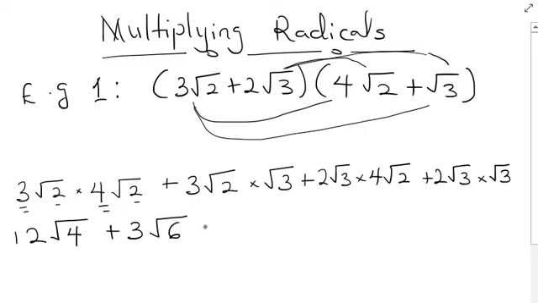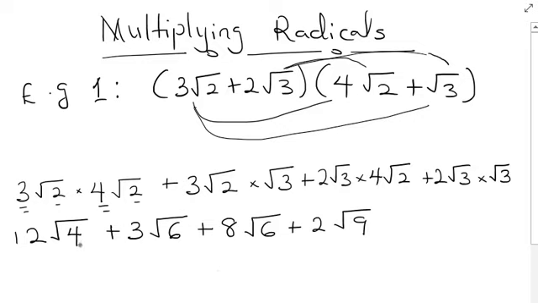So plus 2 multiplied by 4, that's 8. Root 3 multiplied by root 2, that's root 6. Then plus 2 multiplied by 1, because there's 1 in front of this root 3, we just don't put it, as I said. 2, then root 3 multiplied by root 3, root 9.